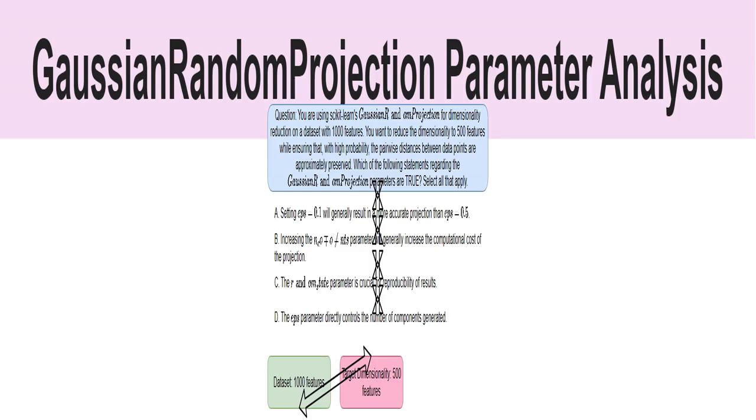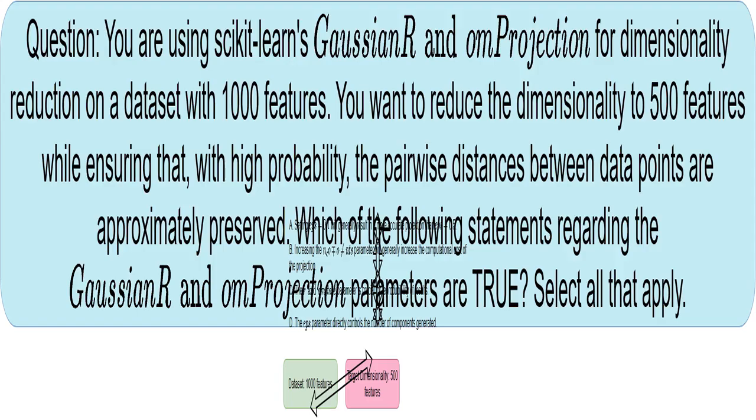I'm using a specific tool in the scikit-learn library called GaussianRandomProjection. It helps reduce the dimensions of my data while, hopefully, keeping the important relationships between data points intact. This refers to the accuracy parameter in the Gaussian random projection method. A smaller epsilon value like 0.1 means I'm demanding higher accuracy in preserving the distances between data points, compared to a larger value like 0.5.